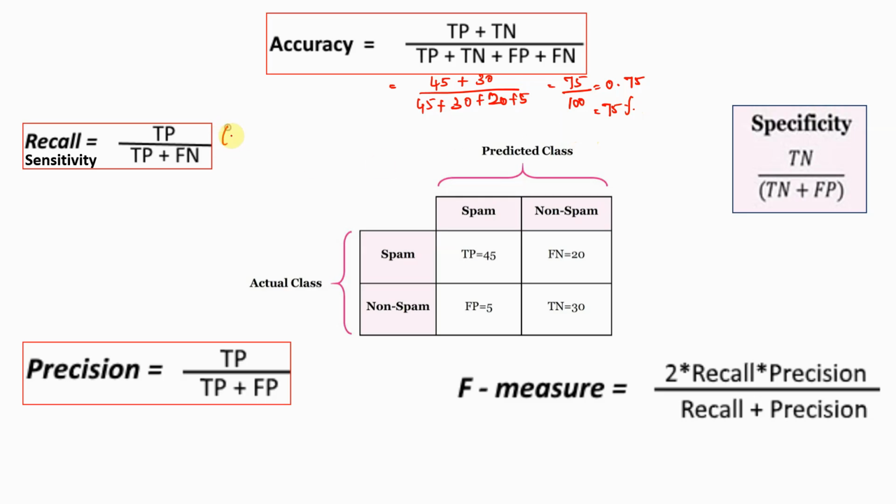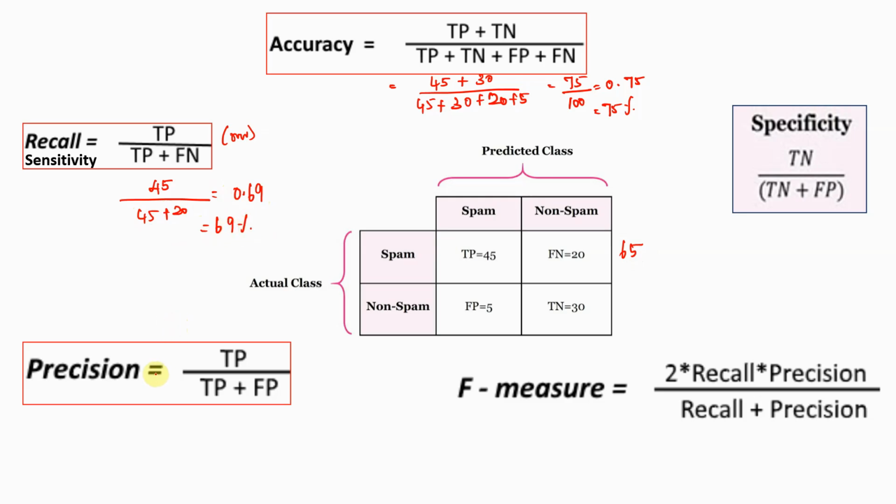And recall, as I told, just remember it is row wise positive. So actually how many are positive? Out of that, how many are predicted correctly as positive? So 45 is predicted positive out of the total positive, which is 65. So that is 45 plus 20. So we are getting the answer 0.69, or you can give it as 69%.